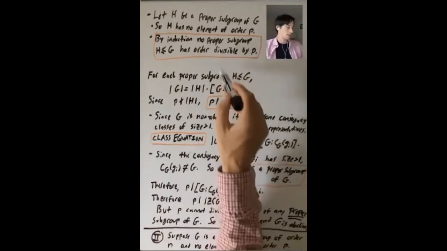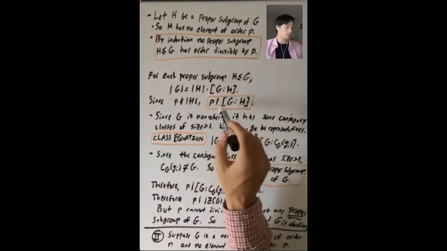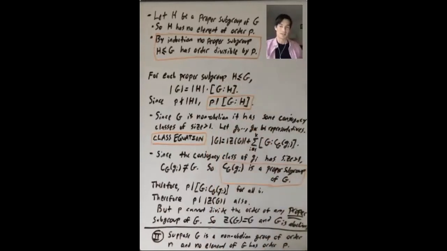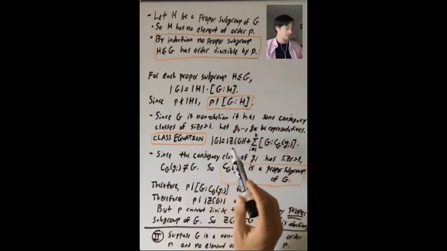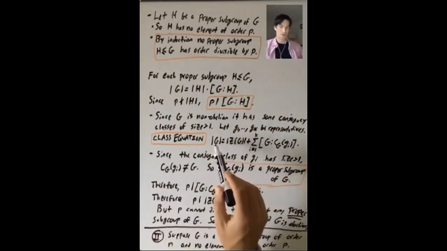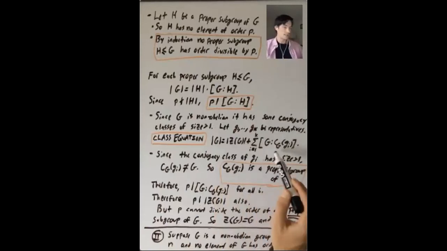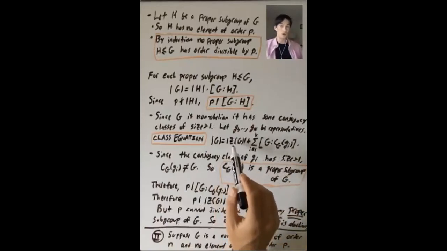And by induction, for every proper subgroup, P divides the index. So that means P divides the index of the centralizer of gi inside G for every i. So now look at this equation. P divides the order of the group G. P divides every term in this sum. So that means P divides the order of the center.